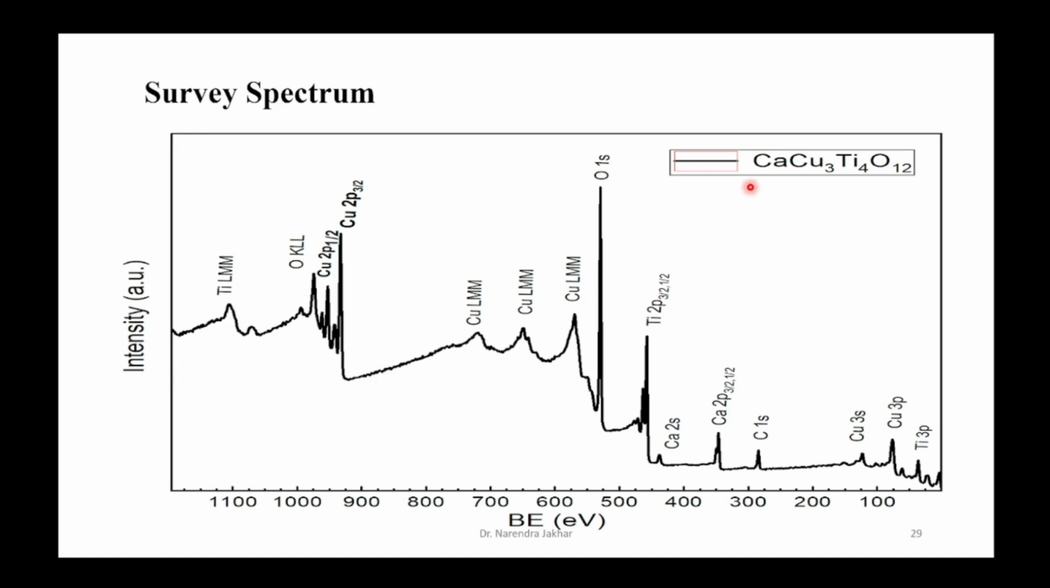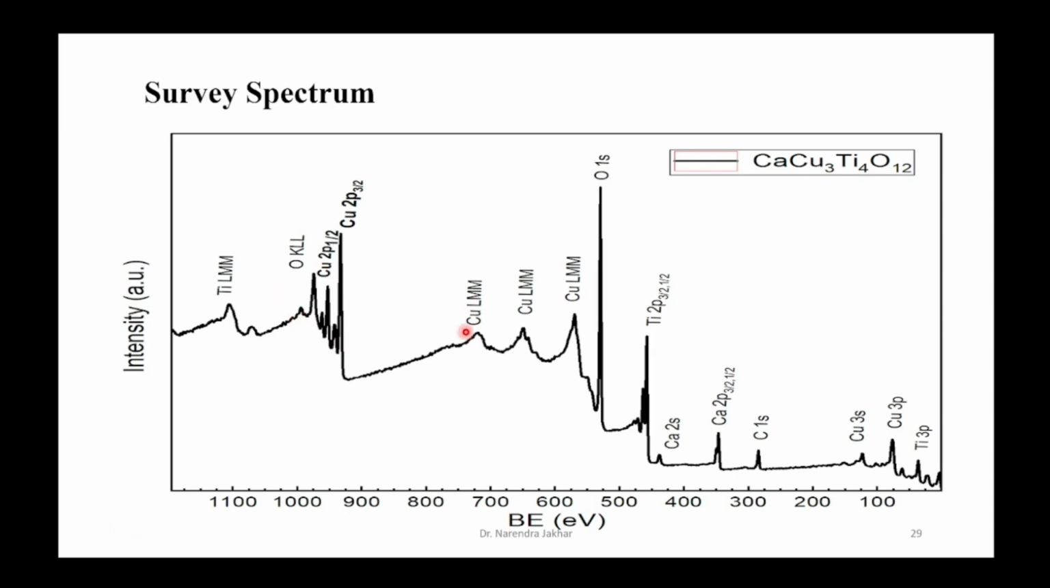Okay, so this is the survey spectrum of the CCTO sample where x is 0. For the CCTO sample, first we take the wide scan or the survey spectrum, in which we can see that there are different elements present in our sample. You can see the different peaks associated with the different elements, starting from Ti 3p, Cu 3p, Cu 3s, C 1s, Ca 2p 3/2, Ca 2s, TiO and so on.